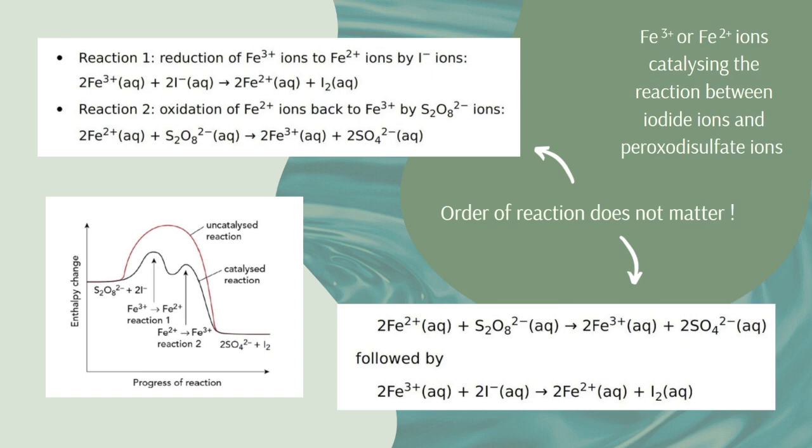The second method would be what you are seeing on the bottom right of the screen, which is the Fe2+ ions reacting with the peroxodisulfate ions first to form Fe3+ ions and sulfate ions, which will be followed by the Fe3+ ions reacting with the iodide ions to form iodine and reform the Fe2+ ions. This simply shows how the order of the reaction does not matter in this case. In addition, as you can see on the graph situated on the bottom left of the page, the activation energy is lowered from the one where a catalyst was not used, and it is also seen as two humps. This occurs because the reaction was a two-step process.